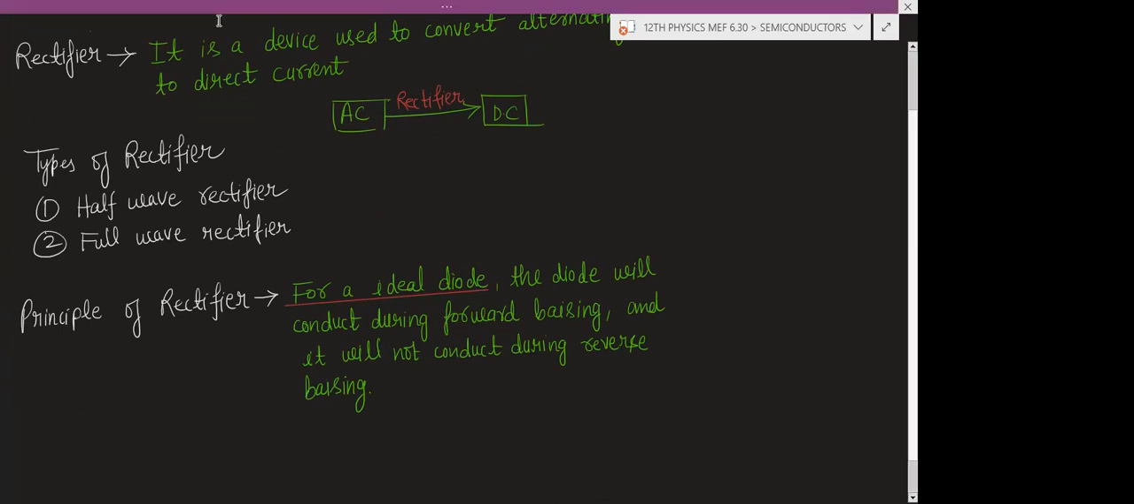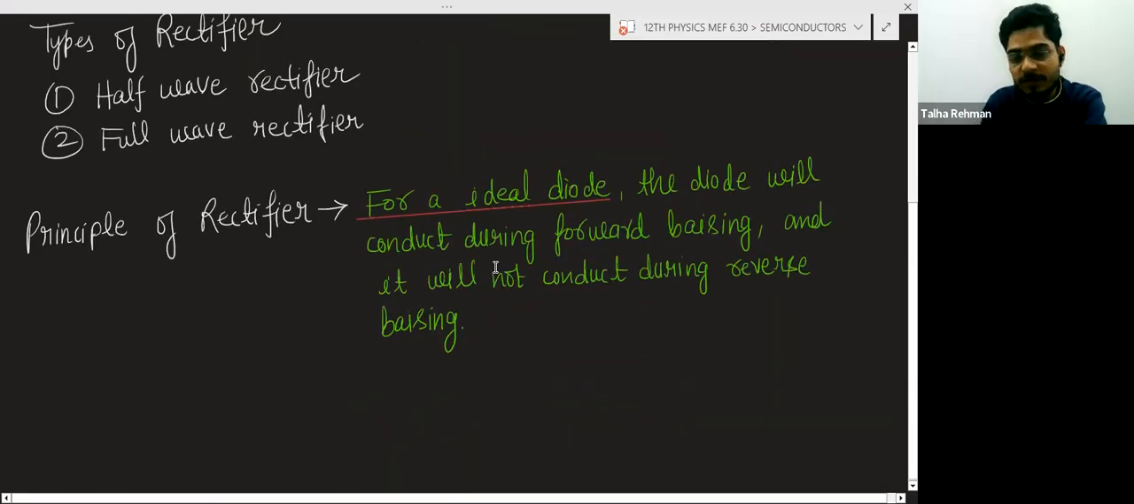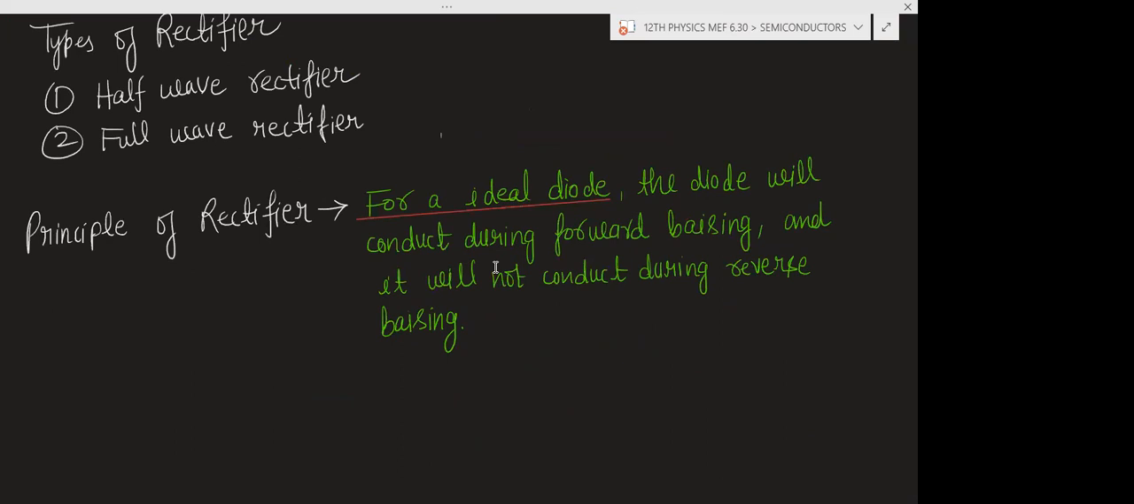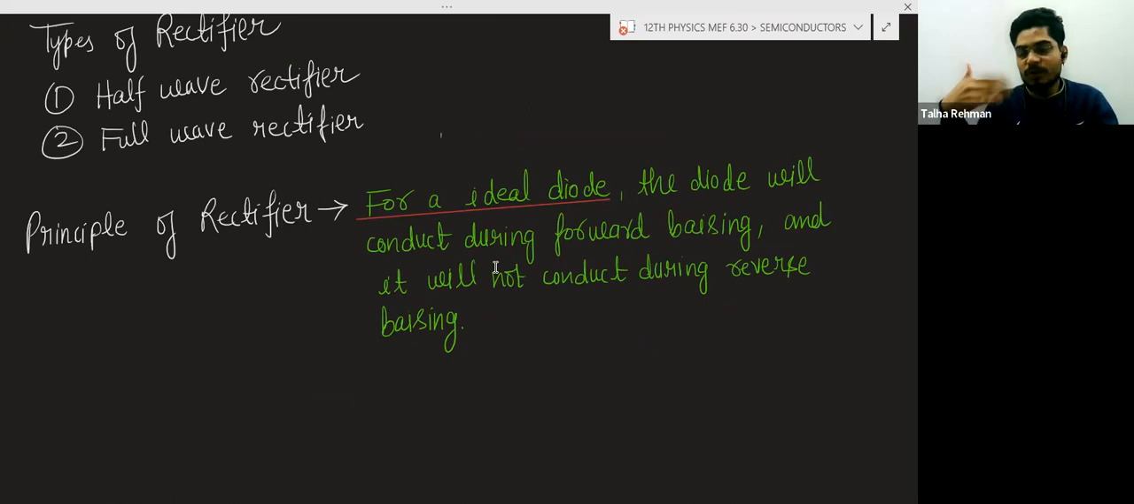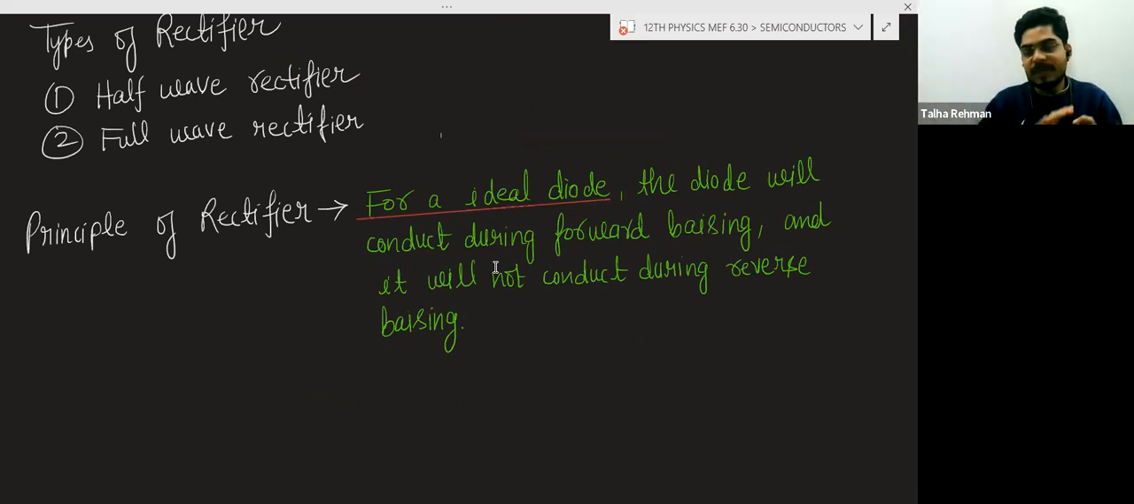What I told you when we were discussing the forward biasing, in case of forward biasing, what will happen? The potential barrier will decrease, and current will increase. Means the diode will conduct. Obviously, the current will increase, so it will conduct very well.